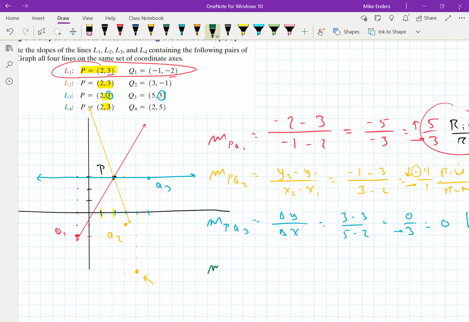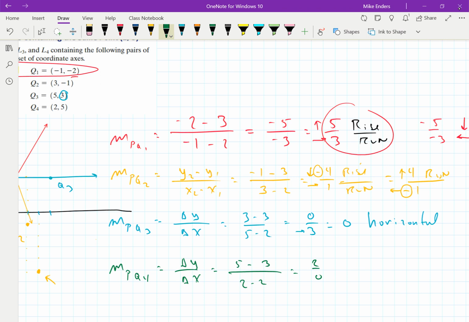And the last one, let's take a look at slope going from P to Q sub 4. Again, if I do change in y's over change in x, let's see, my point is 2, 5, so that's going to be up here. There's my Q4. That one certainly appears vertical here. Let's see what the slope of a vertical line looks like. So a change in the y values, so 5 minus 3. And change in the x's, where the x's are identical, so that's 2 minus 2. So it's going to be 2 over 0.